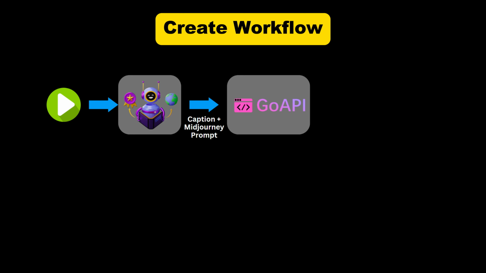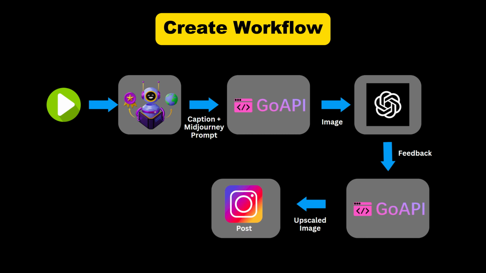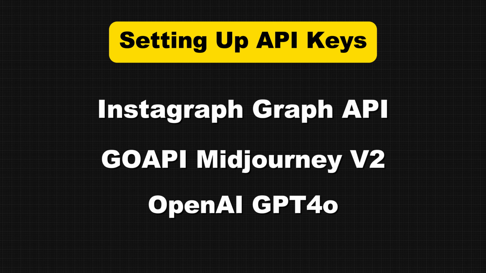Our workflow will then call the GoAPI MidJourney v2 endpoint to create a stunning image based on the prompt generated by the AI agent. Once the image is created, we will pass it back to GPT4o for feedback. If the image is approved, we'll move on to the final step. Finally, the workflow will use the Instagram Graph API to post the approved image and description to your Instagram profile. Now let's start by setting up the necessary API tokens and keys.